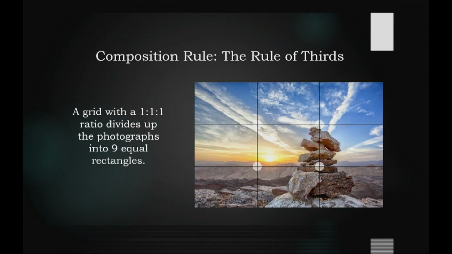So the first one is the rule of thirds, and we're going to talk about another rule that is very similar to this. This is where the photograph is divided into 9 equal rectangles, just with a 1:1:1 ratio. And generally speaking, what photographers try to do is place an important part of the image along any of these intersections right here. So in this case, this is your main focal point, so it's purposely placed along that intersection.